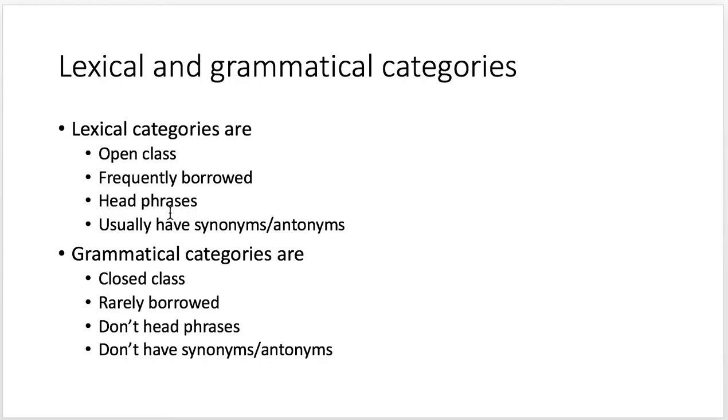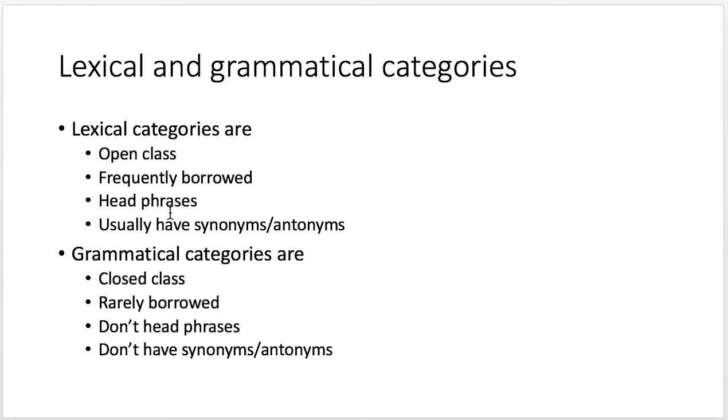Lexical categories also usually have synonyms and antonyms. So for instance, the adjective happy has synonyms like glad and joyful. It also has antonyms like sad or depressed. Grammatical categories like the don't have these types of relationships with other words, so there's no opposite of the.